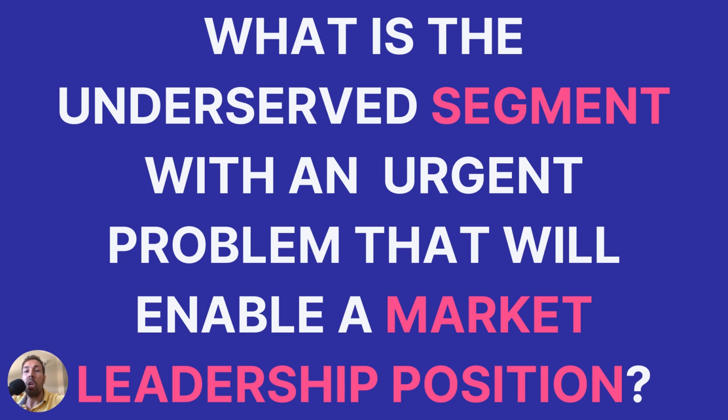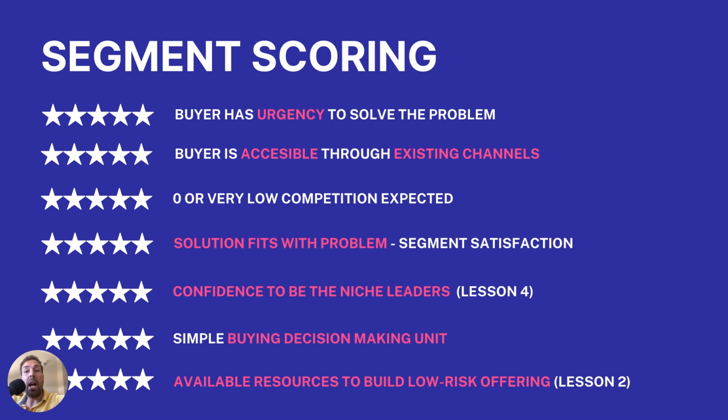The third question is, what is the underserved segment with an urgent problem that will enable us to have a market leadership positioning? Remember, the key is the market leadership positioning to reduce the risk perception and having these market messages, which are the kind of positioning that we need to conquer the mainstream and scale past the early adopters. And for that, we will use the segment scoring. Remember, in the last lesson, we were talking about the segment scoring to pick the right segment to go after and cross to the mainstream past the early adopters.